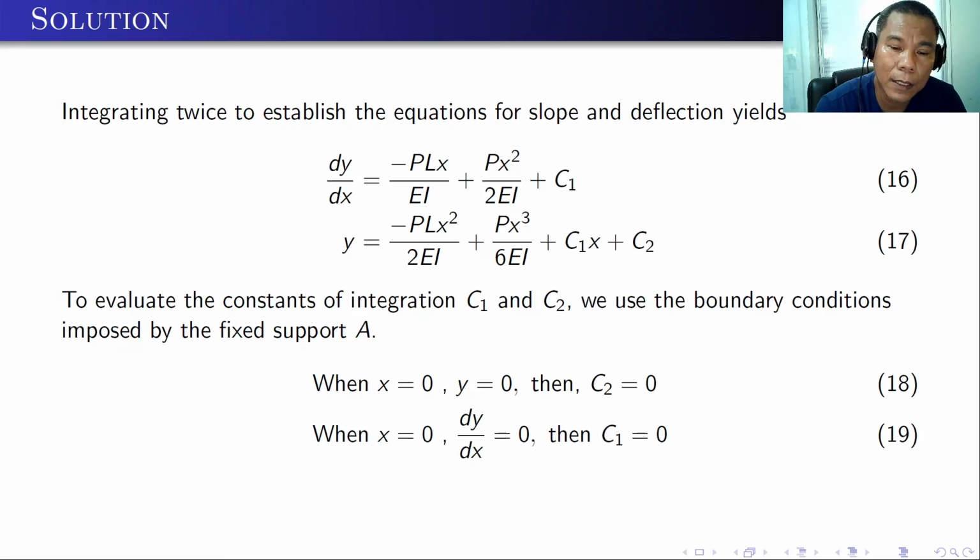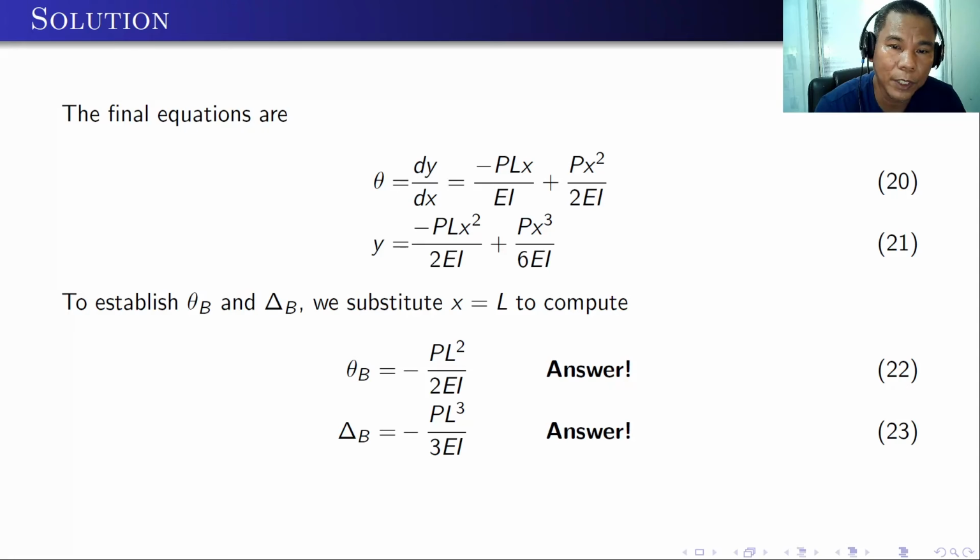Also at x equal to 0, since it's a fixed support, there will be no slope at support A. So at x equal to 0, the slope dy/dx is equal to 0. If we substitute this boundary condition in equation 16, then C1 is also equal to 0. The final equations: theta, or dy/dx, is equal to minus PLx over EI plus Px squared over 2EI. Also, y is equal to minus PLx squared over 2EI plus Px cubed over 6EI.